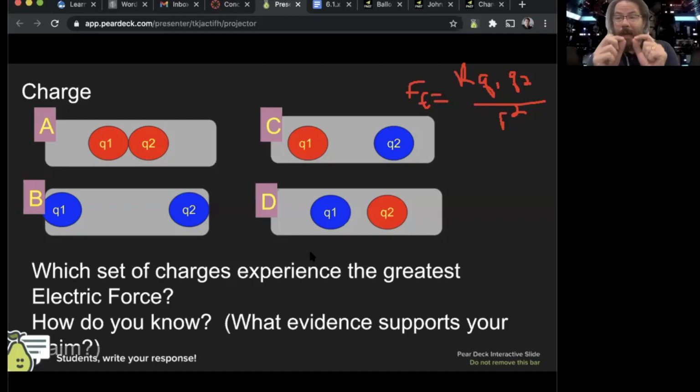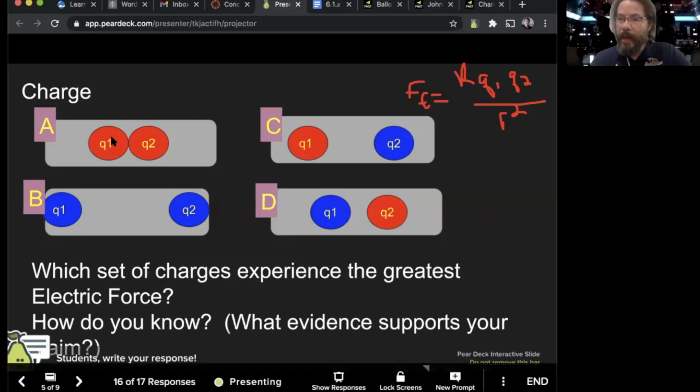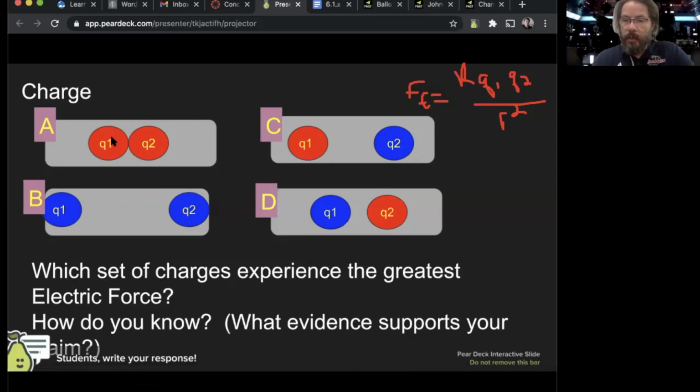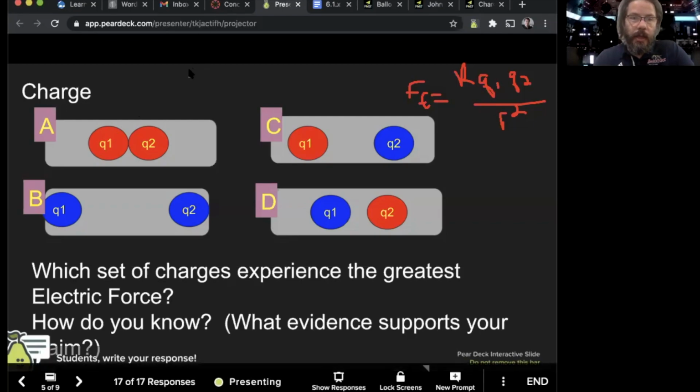So now if we look at the beginning of the timeline, right before I let go of these, what's got the greater force going for it? It's got to be letter A, because they're the closest together. Okay, so now that begs the question that I think everybody's wondering: what's charge got to do with it? Let's take a look.